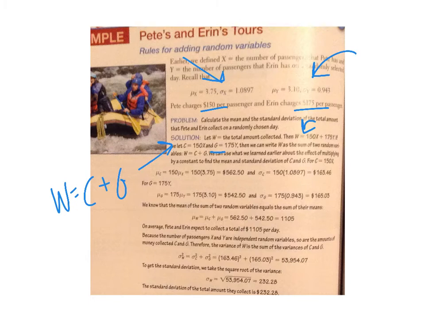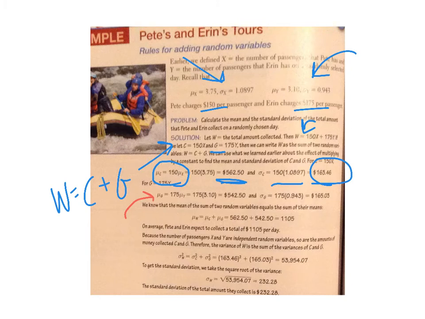So the mean of C becomes 150 times the mean of X, because I'm multiplying by that constant of $150. He always charges $150. And so Pete's mean collection here is $562.50. His standard deviation is affected by multiplying and dividing by a constant, so his standard deviation is 150 times the standard deviation of X. So his standard deviation is $163.46.